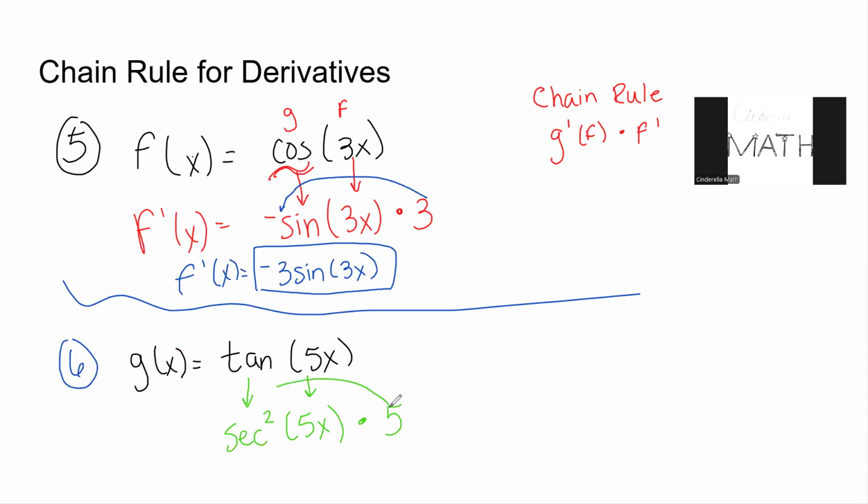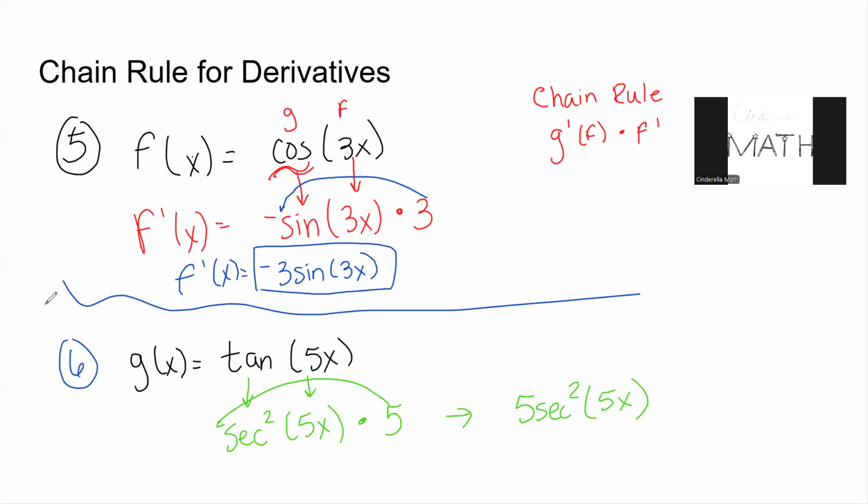And then that would just look better in front. So the final answer there would be 5 secant squared 5x. And you always want to put that squared there, not there, because that would look like the 5x is being squared, but it's the function secant being squared. Okay.